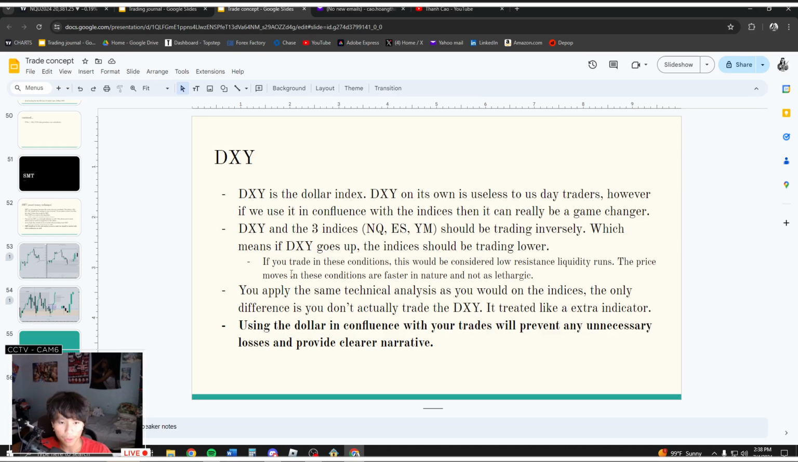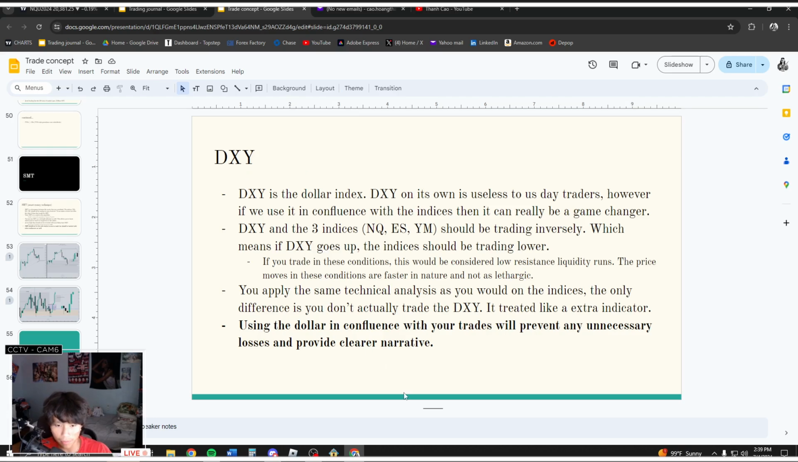But yeah, if you're trading in conditions such as this, when Dixie is trading inversely to the indices, this would be considered a low resistance liquidity run. So your price targets will be hit faster. It's stronger moves, and it's just cleaner price action. The price moves in these conditions are faster in nature and not as lethargic. Lethargic as in very consolidative, very back and forth.